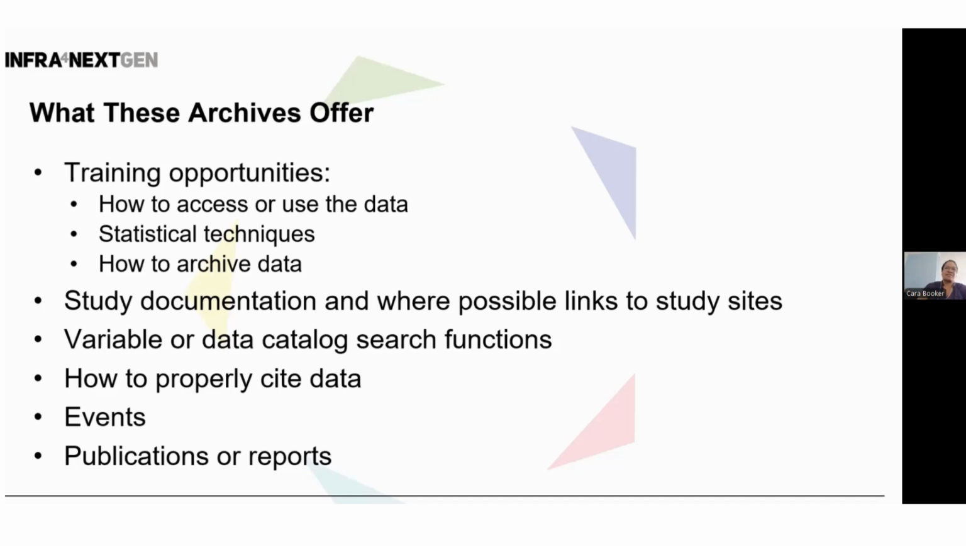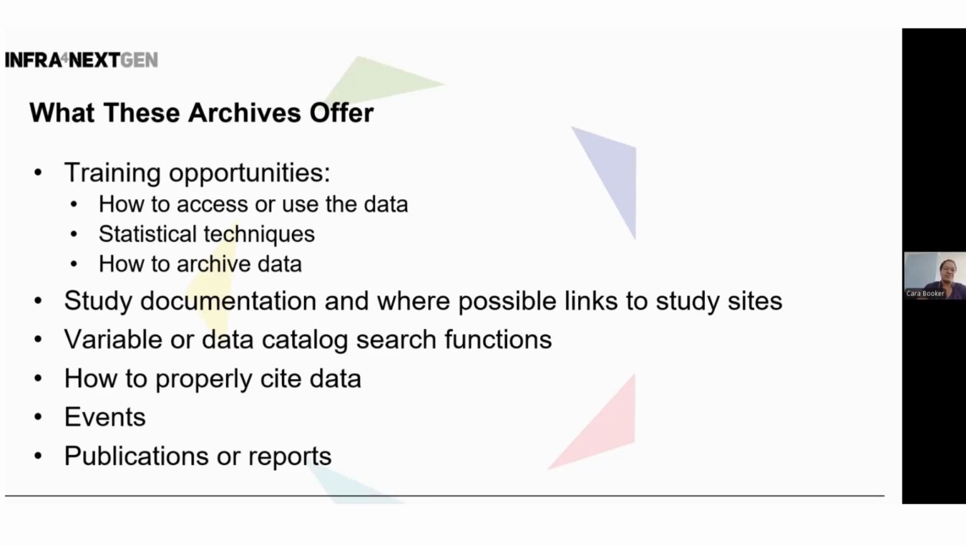A lot of archives have variable or data catalog searches. So if you're looking for a specific variable and you don't know which data set might be the best to use, you can go in there and type in what you're looking for, and you will get a list of studies that have that type of variable or something similar, and then you can go through and choose what might be most appropriate for your research question.